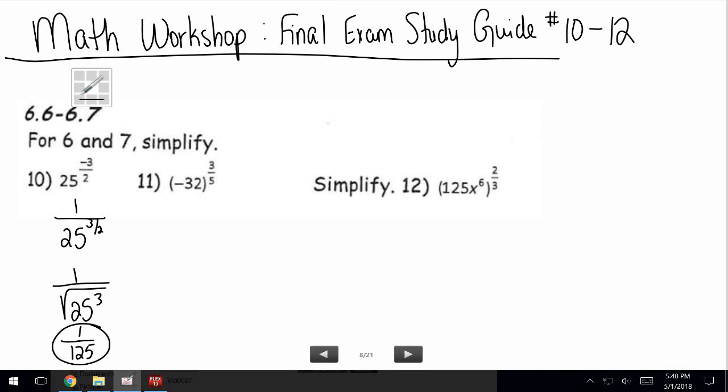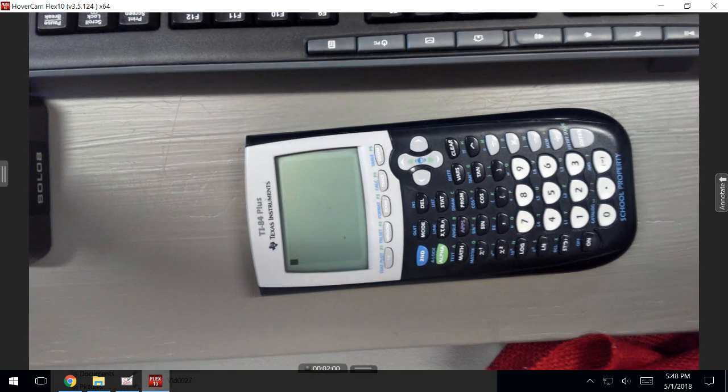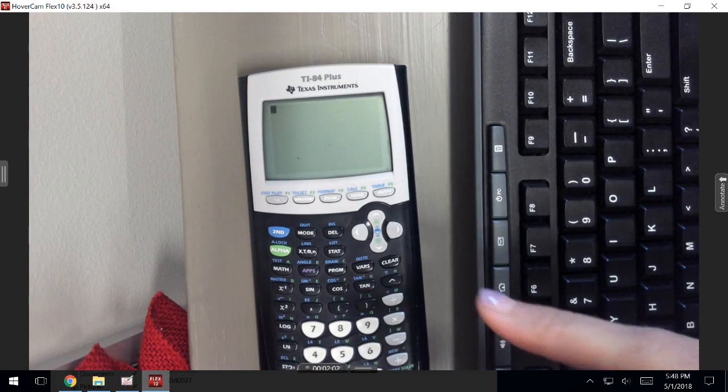All right, number 11, you have the 5th root. And since it's negative, you have to make sure you use parentheses. All right, so let me pull up my calculator real quick so that you can see how you type this in. All right, guys, here's what we're going to do.